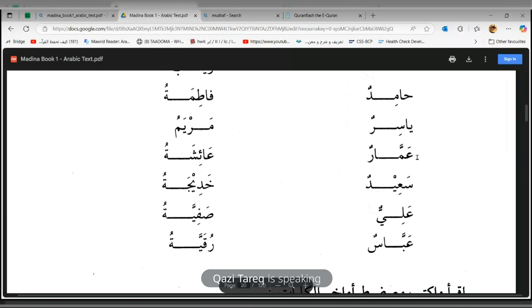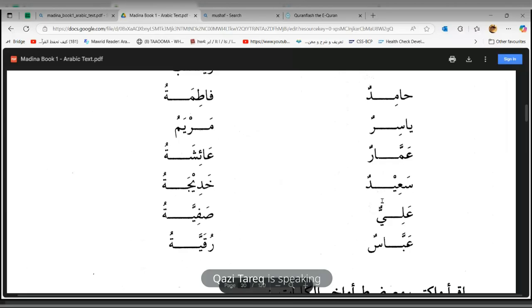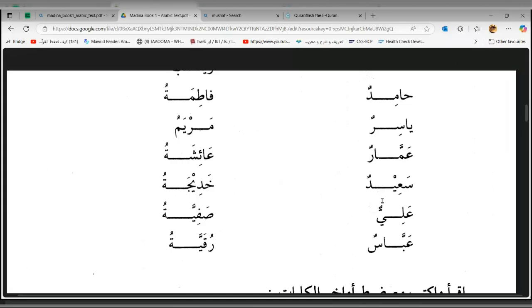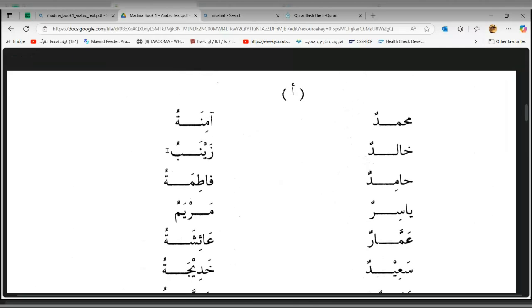The ones on the left take dhammatain, kasratain, and fathatain. They take all three. They also take tanween, but the ones on the right never even take tanween. No tanween and no kasra.